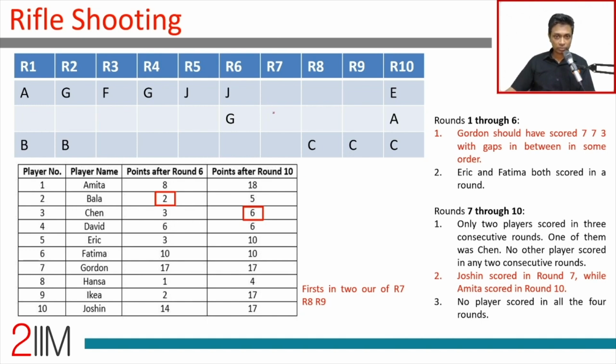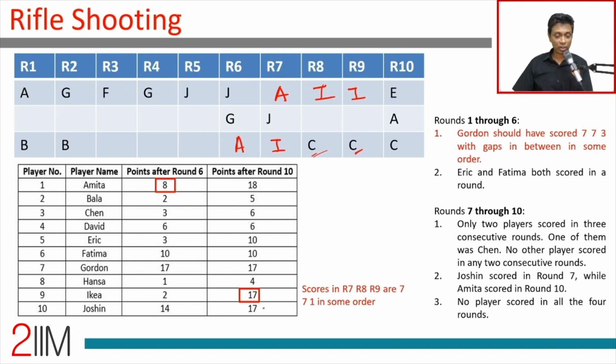Joshin scored in round 7. This should be J. And Amita scored in round 10. This should be A. And Amita scored 8 points. So this should be A. I already put that in. IKEA scored 17. So 7, 7, 1 in some order. R7, R8 and R9. R8 and R9, the 1 is taken. This should be I here, I here, I here. This should be A.